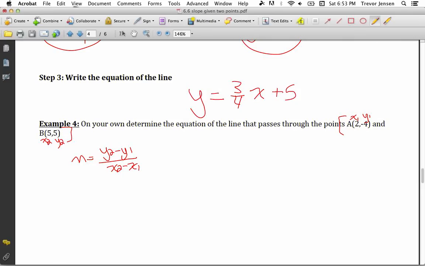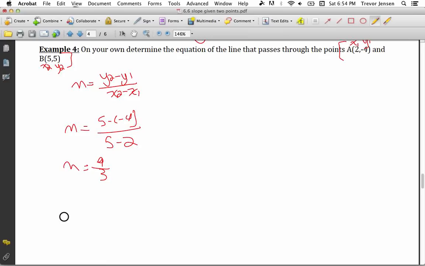Remember, every point has an x and a y coordinate. You just have to determine which one is going to be your first one. That one gets x1, y1. Figure out which one is going to be your second one, and then give that x2 and y2. And once again, it doesn't matter which one is your first one, which one is your second one. Okay, so let's plug everything in. So 5 minus negative 4 divided by 5 minus 2. And I get, so subtracting a negative means add. So 5 plus 4 is 9. 5 minus 2 is 3. I get 9 over 3, which is equal to 3.